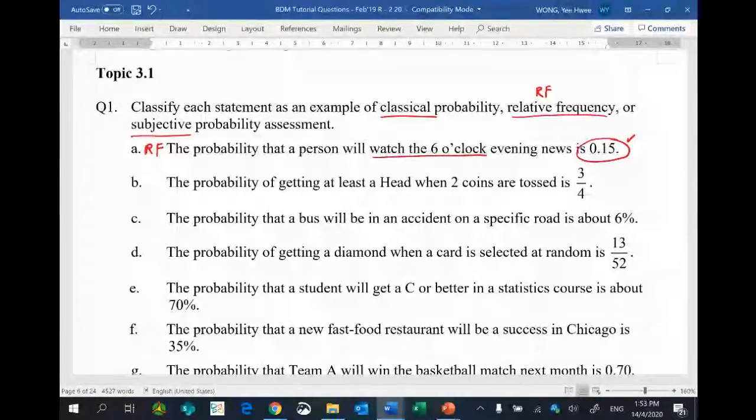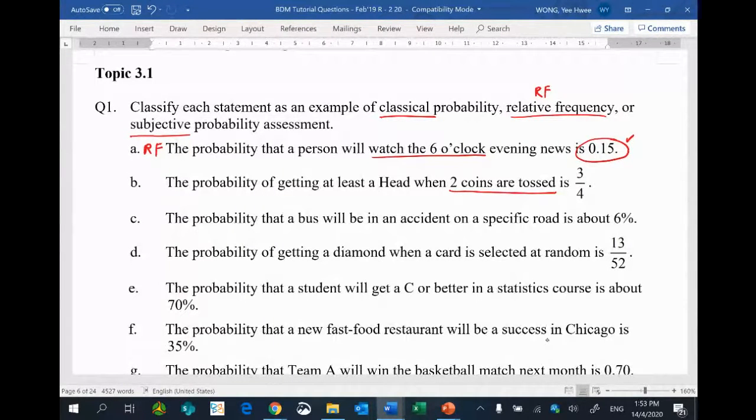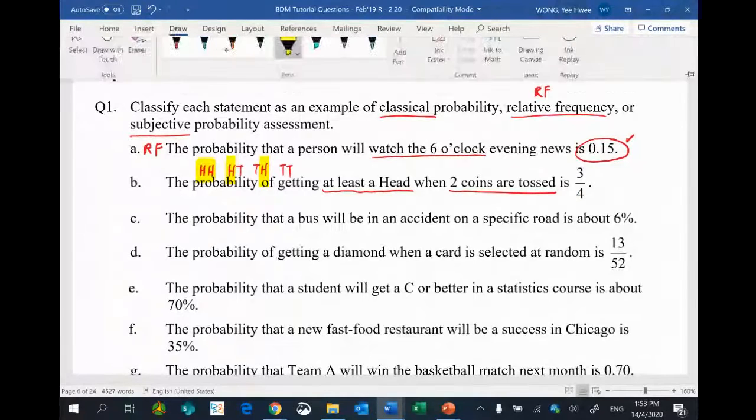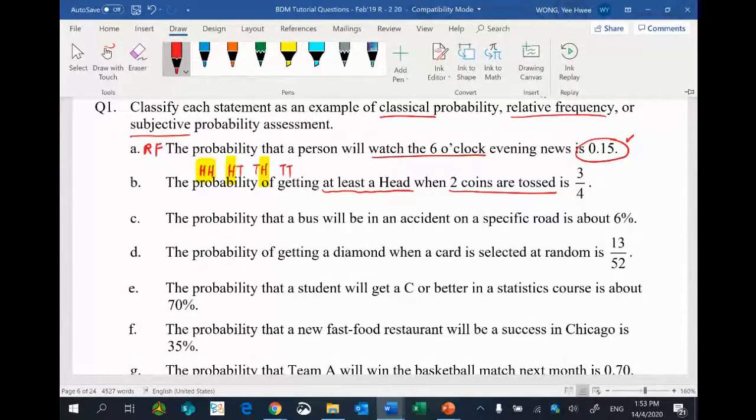Next question. The probability of getting at least a head when two coins are tossed is 3 over 4. So what can be the outcome when two coins are tossed? You can have these, and then this one. Only 4, right? Any more? No more. So getting at least a head: which one is head? This one is head, this one is head, this one is head. So at least one of them is head. How many of them? 3 out of 4.